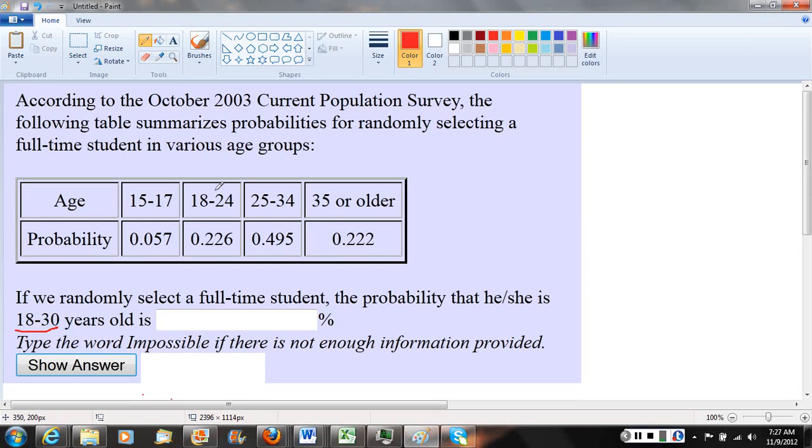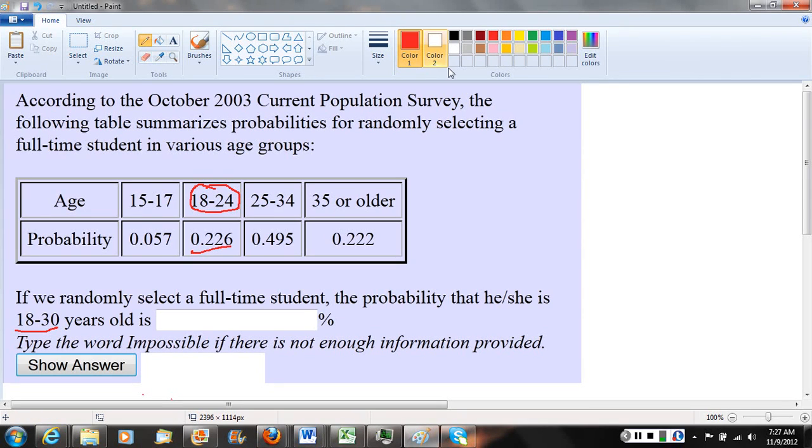If we look at our table, well, we've got the 18 to 24-year-olds here. And we can say there's a 22.6% probability that someone would be 18 to 24. So the probability that they'd be 18 to 30 should be at least that big. But we need to include all the 24 to 30-year-olds.